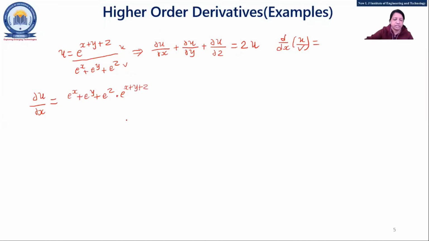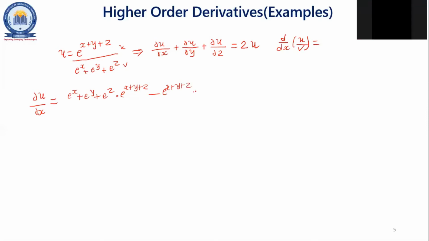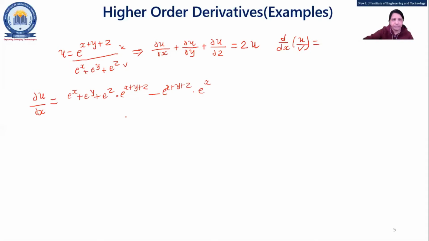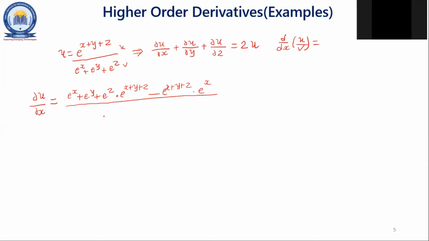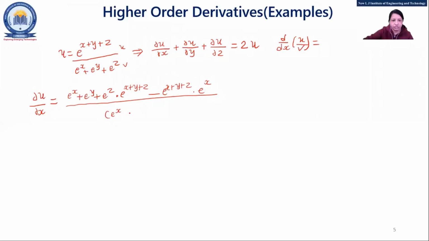Now, is there any other thing required, or minus? Okay, minus. Second term. Let's rewrite e raised to x plus y plus z as it is, into e raised to x only, because we are differentiating only with respect to x, upon v square, e raised to x plus e raised to y plus e raised to z, whole square.